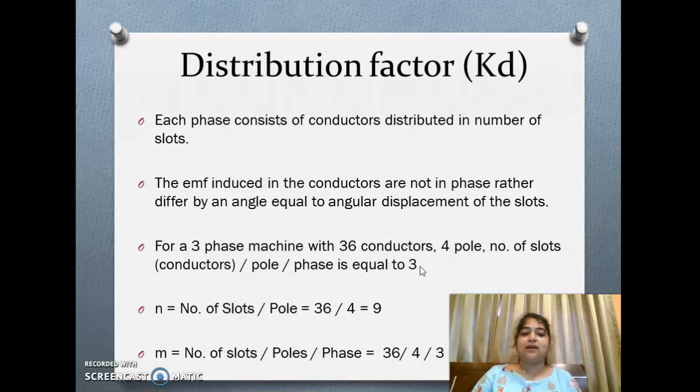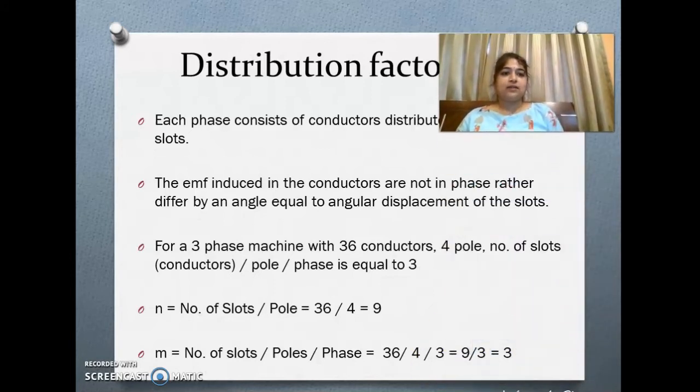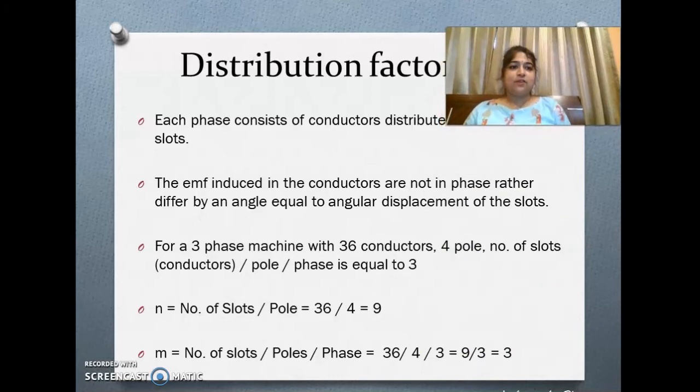But you cannot do it as 36 by 4 by 3. You calculate the number of slots per pole first and then per phase. So it will be 9 divided by 3, and you will ultimately get the value of m equal to 3. Clear?